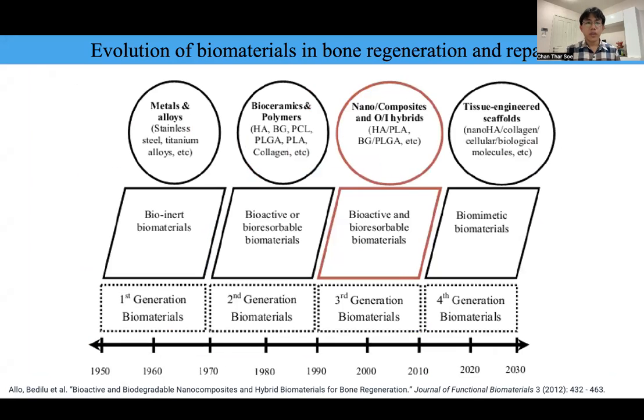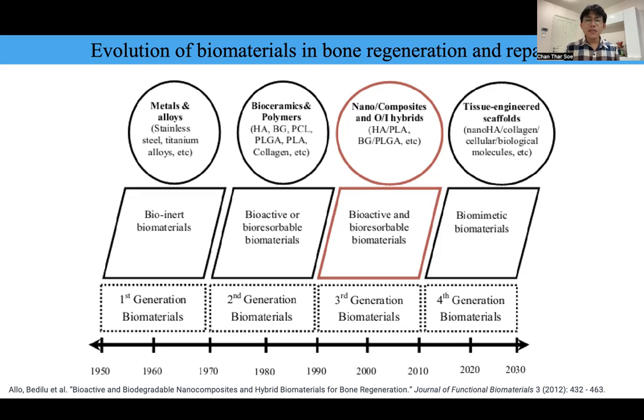So here I want to give you one example: the evolution of biomaterials in bone regeneration. In 1960, biomaterials were already being used for bone replacement or bone supporting material. In that case, we used metal alloys, such as stainless steel and titanium alloys, which have been used for such a long time, 50 or 60 years. This is the first generation.